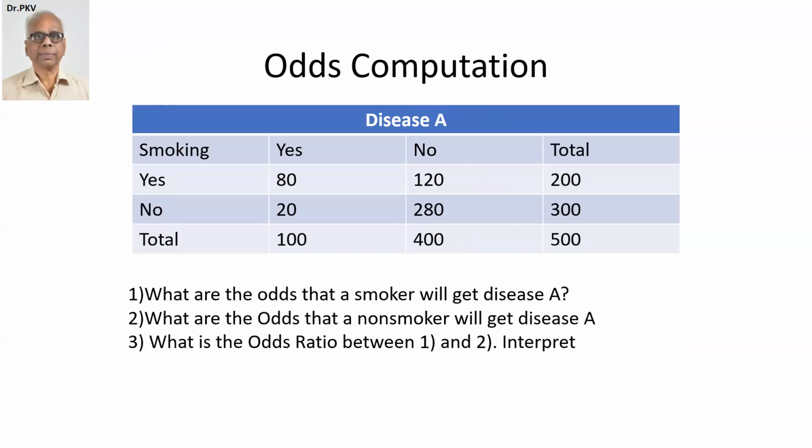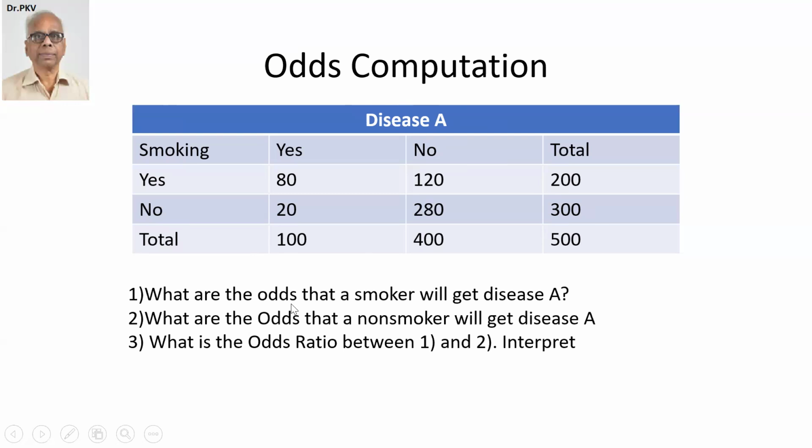Odds computation, an interesting crosstab. Very often we get in real life. Let's say some medical example. Smoking versus getting disease A. Smoking is yes or no. Getting the disease is yes or no. This is the crosstab. There are 500 people, 200 people are smokers, 300 people are non-smokers. 100 people get the disease and 400 people don't get the disease.